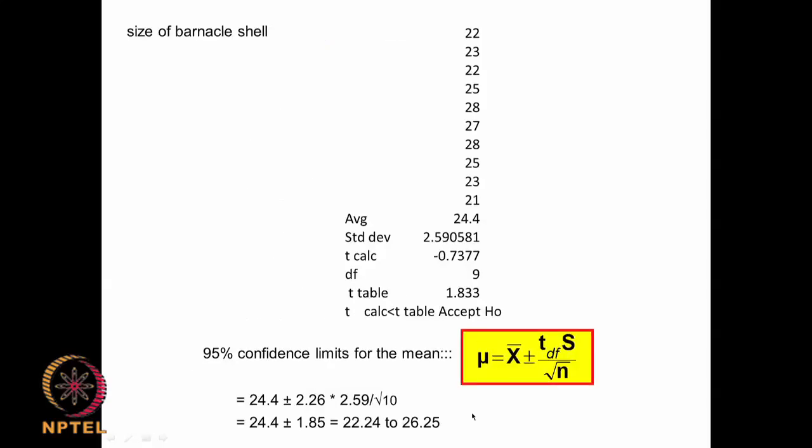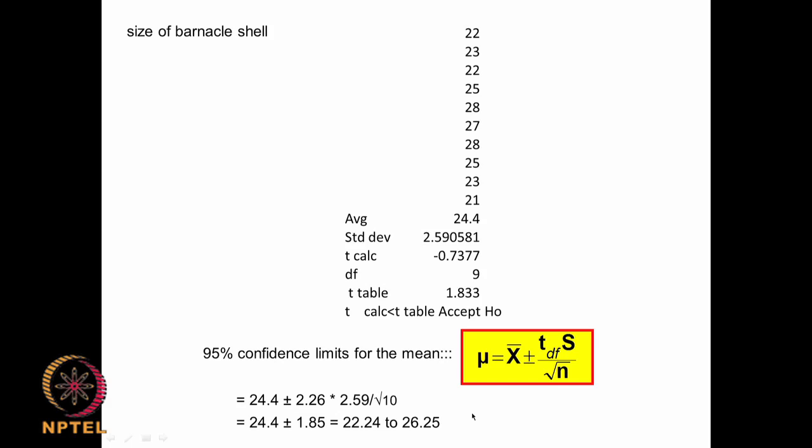We get the average, which is 24.4, and we get the standard deviation, which is 2.59. So, the T calculated we can get here: 24.4 minus 25 divided by S divided by square root of n. So, we get the T calculated as minus 0.73.